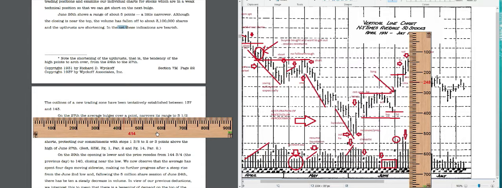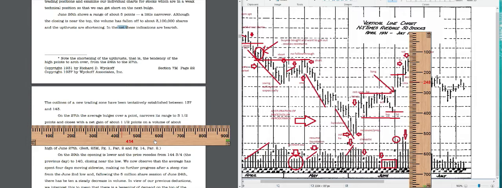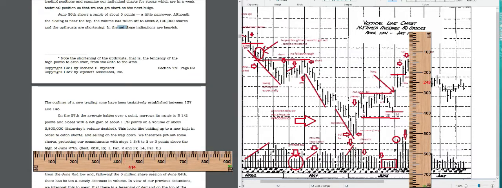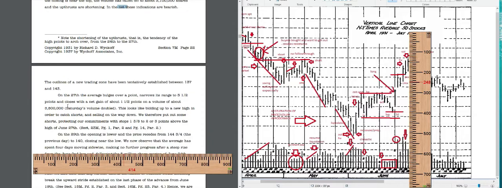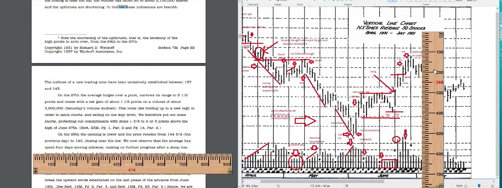On the 27th, the average bulges over a point, narrows its range to 3.5 points, and closes with a gain of, I think I went over that like 3 times already. Anyway.